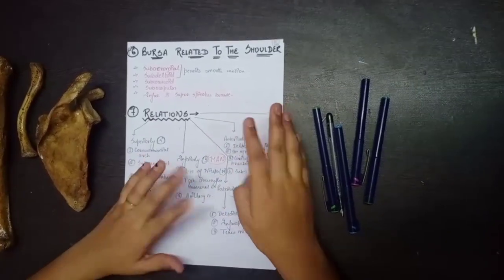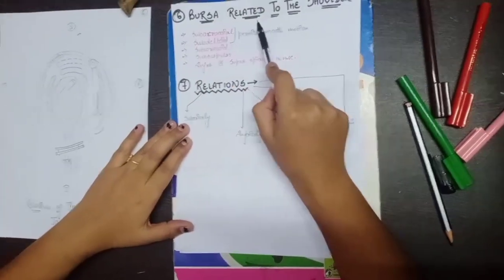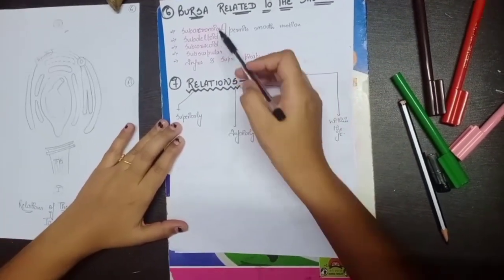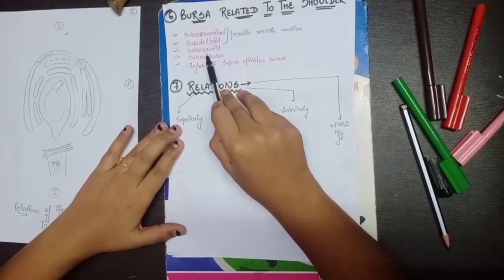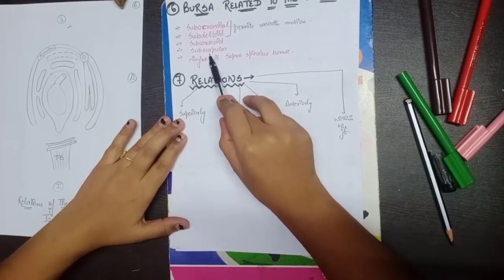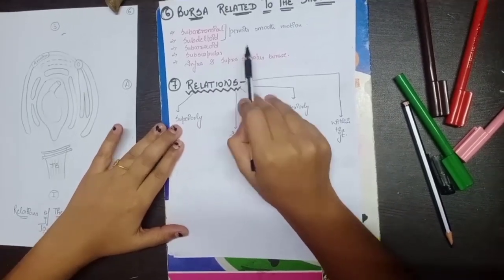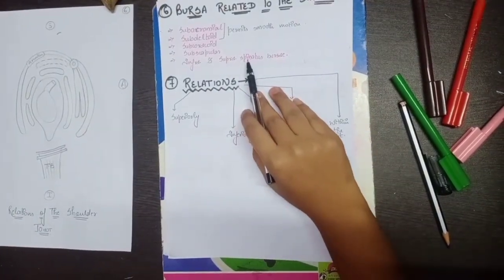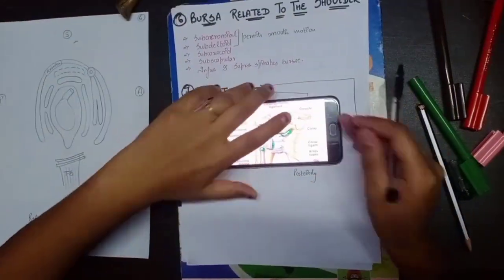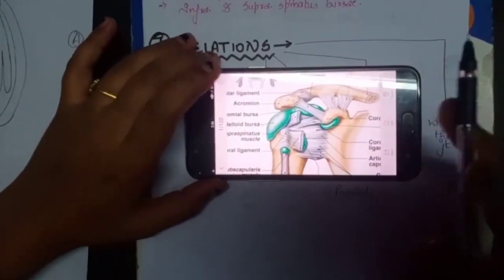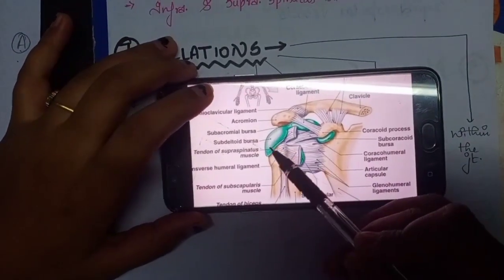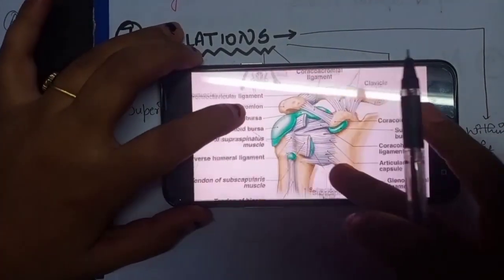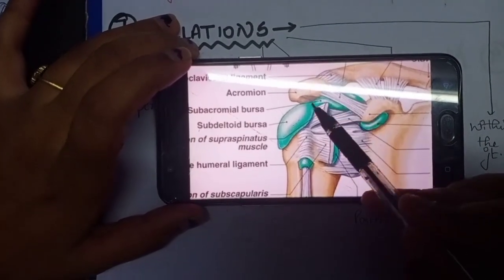So let's get started. Now, the bursas related to the shoulder are the subacromial bursa, subdeltoid bursa, subcoracoid bursa, subscapular bursa, and infra and supraspinatus bursa. I'll show you the diagram. You see the green color structures here. This one is your subdeltoid bursa. You see, this one is your subacromial.